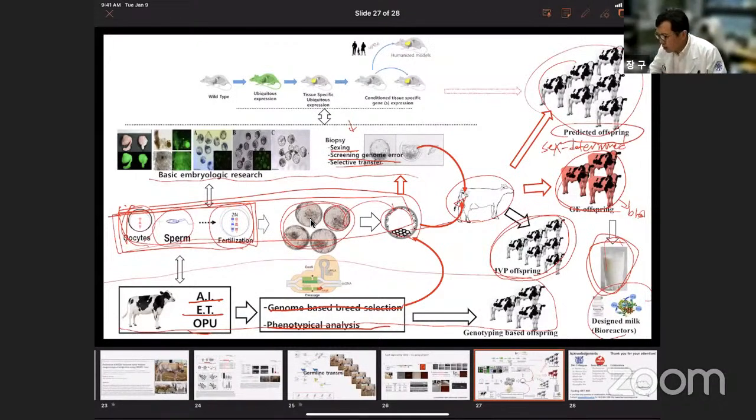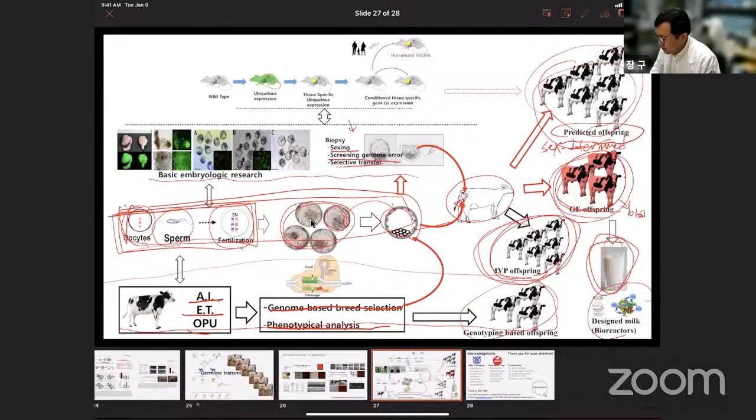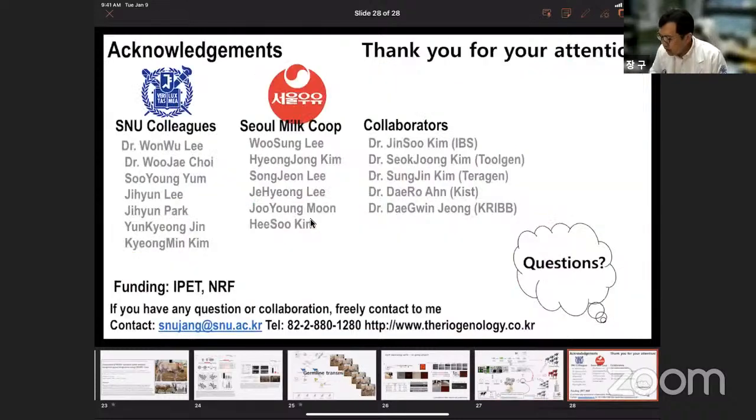This is my laboratory, the big project to genetically engineer the cattle. We can produce the general IVF embryo, genetically engineered offspring, and then predict the offspring, genotyping-based offspring. These are very powerful tools in bovine embryo technology, combined with genetic engineering technology, including the CRISPR-Cas9 system. Thank you for your attention.